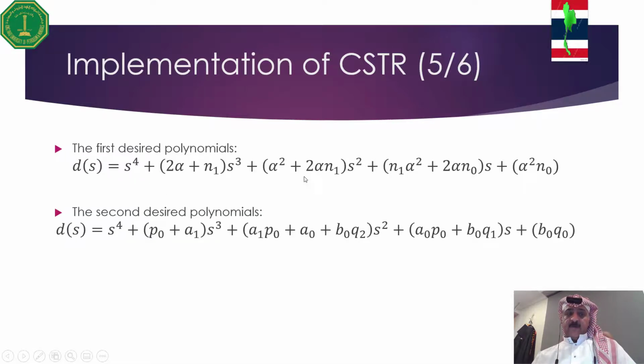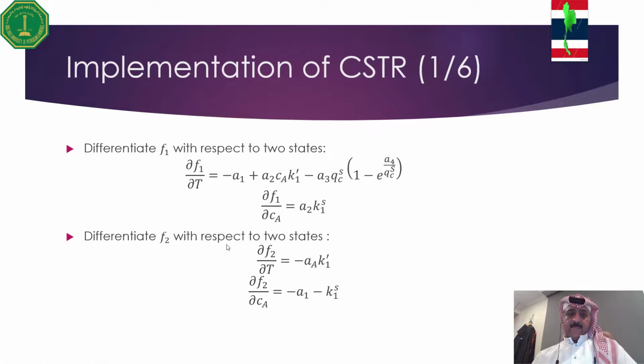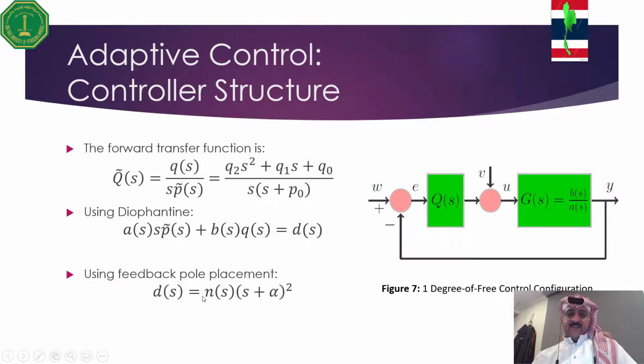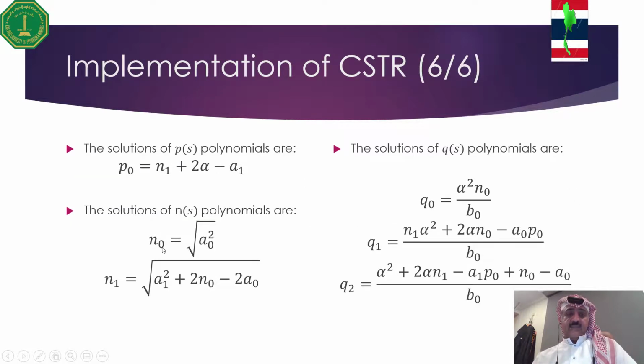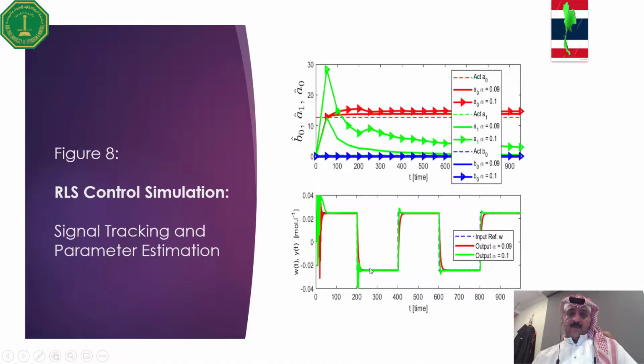So the first desired polynomial is this one. The second desired polynomial is this one. So from where we have two equations, remember? This is the first one and this is the second one. So if we proceed, we will solve now B naught plus A1 equal to alpha plus N1 and so on. And this term equals this term, and this term equals this one. If we solve for P naught, N naught, N1, Q, and so on, we have this solution. This is the simulation of the RLS control simulation.